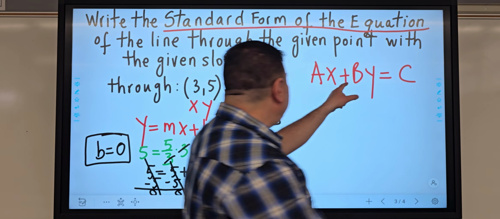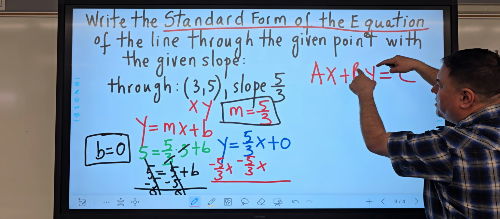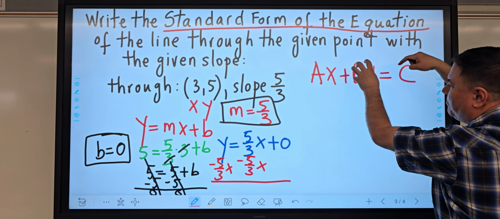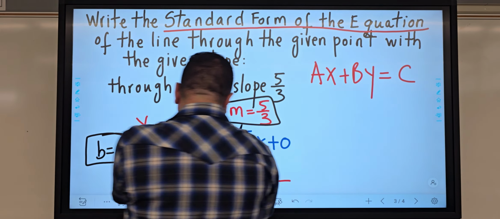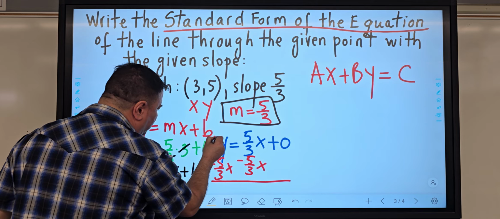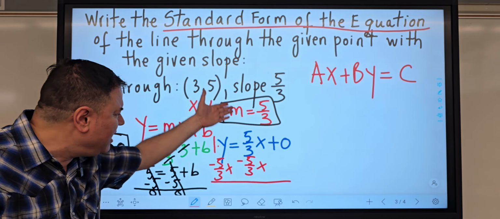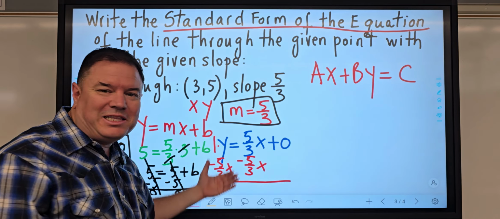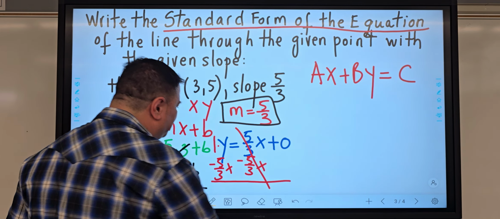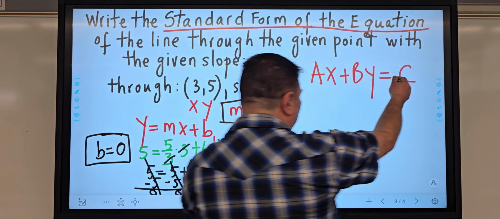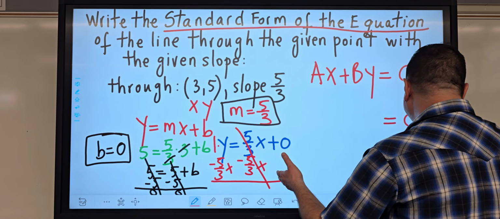Okay? And obviously, in front of the y, we have a number. See, b, y, d represents a number. But right now, our y does not have a number, so we can put the invisible 1 here. Okay? So our final equation, you see, 5 over 3x and negative 5 over 3x cancels out. Okay? 0 is at the end. Our c is 0.